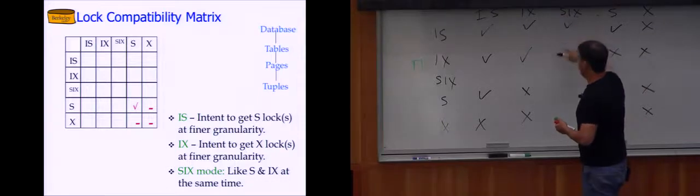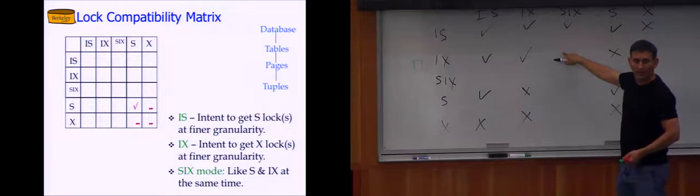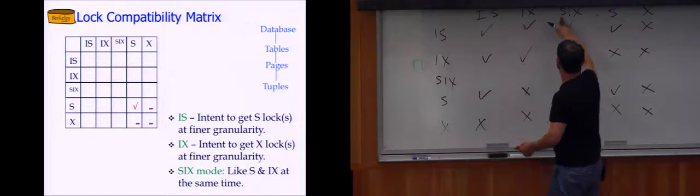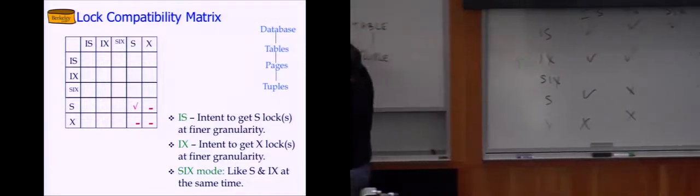This guy wants S and IX. This guy wants just IX. Is that compatible? No, because this guy's IX down below will conflict with this guy's S. Right? This guy's getting S and IX on the entire table.